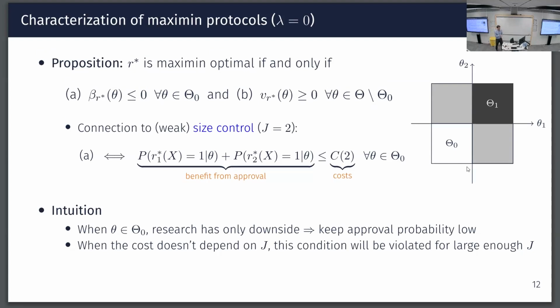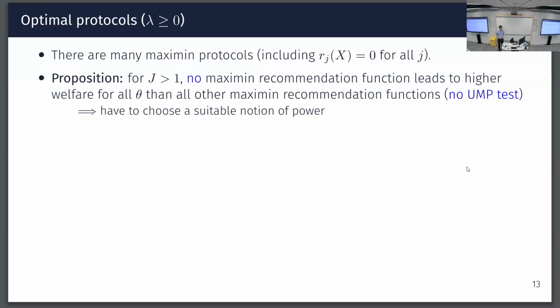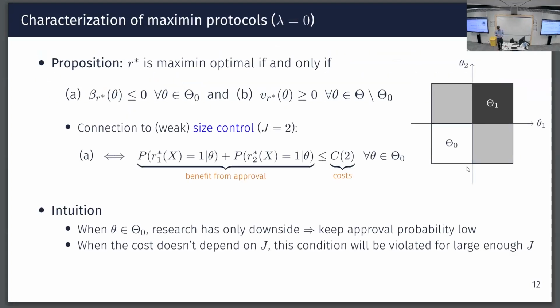This is what I just discussed. Because of the participation constraint. Right, because of the individual rationalities. Okay, so here to your question.